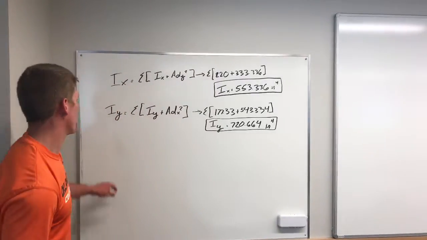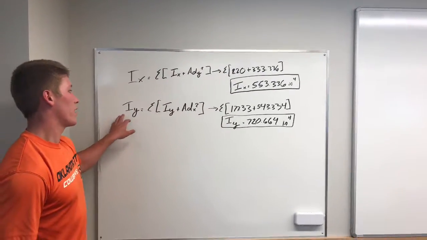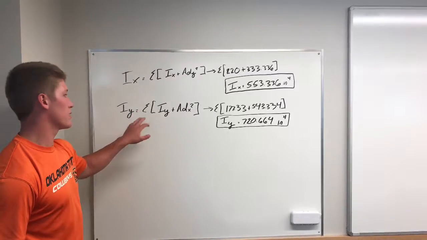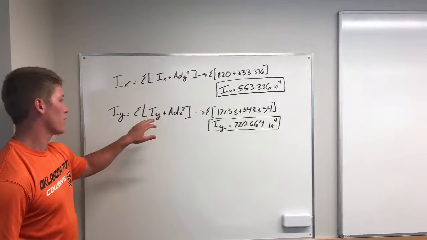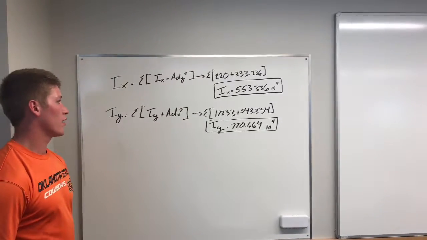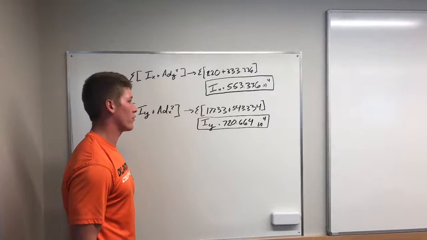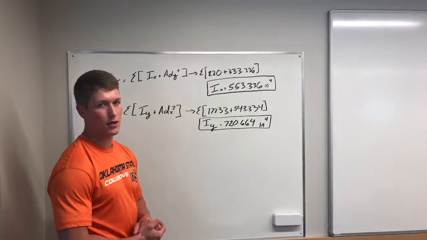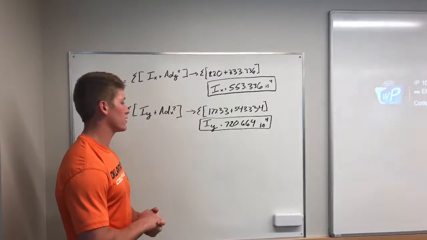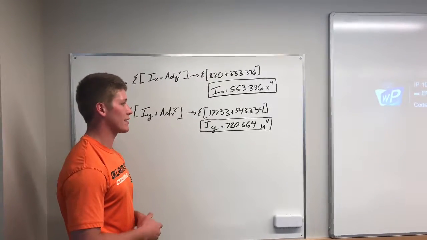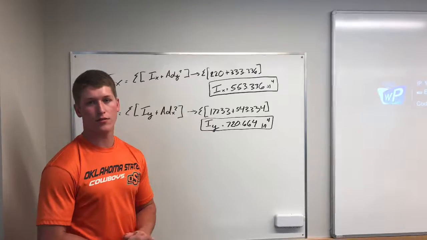Similarly, we've got Iy here, and we're going to pull these numbers from the last table. We've got Iy plus Ax squared. With that, we're going to get 177.23 plus 543.334. Those put together is going to be 720.664 inches to the fourth.